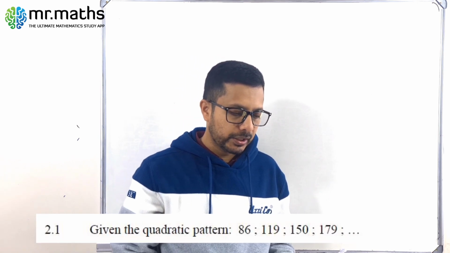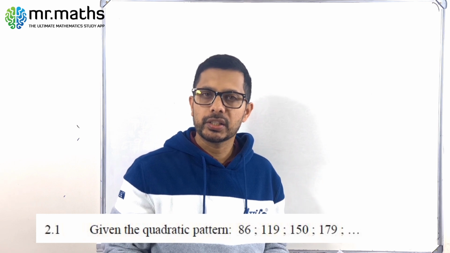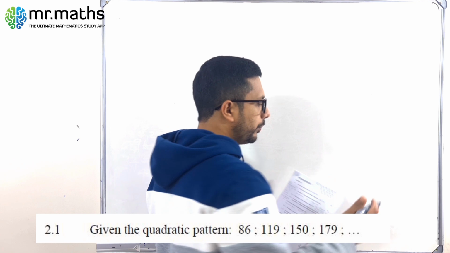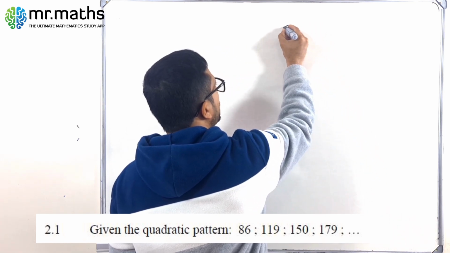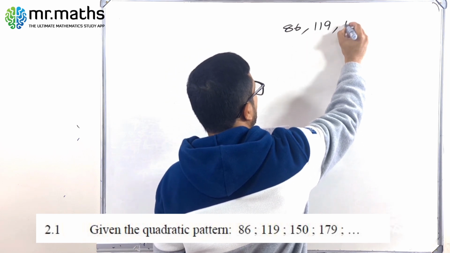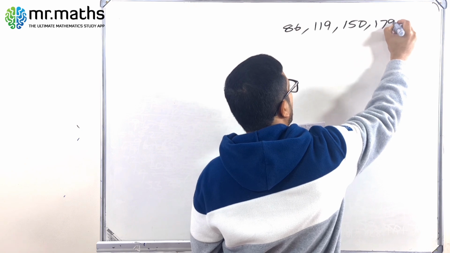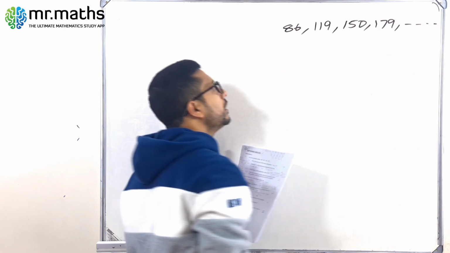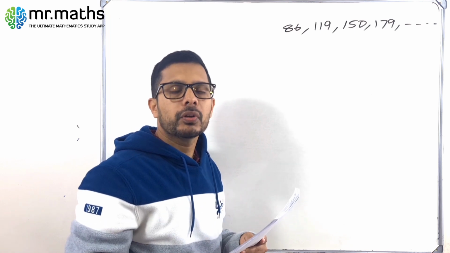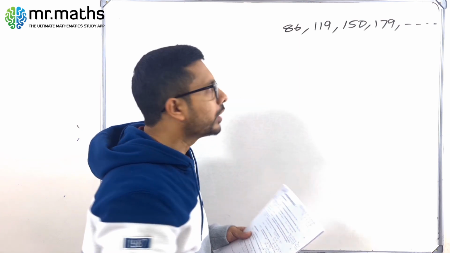Given the quadratic pattern 86, 119, 150, 179, etc. So it is given in the question that this is a quadratic pattern. If it is a quadratic pattern, you know that you can find a second difference, and the second differences are the same. So let's try to find that.